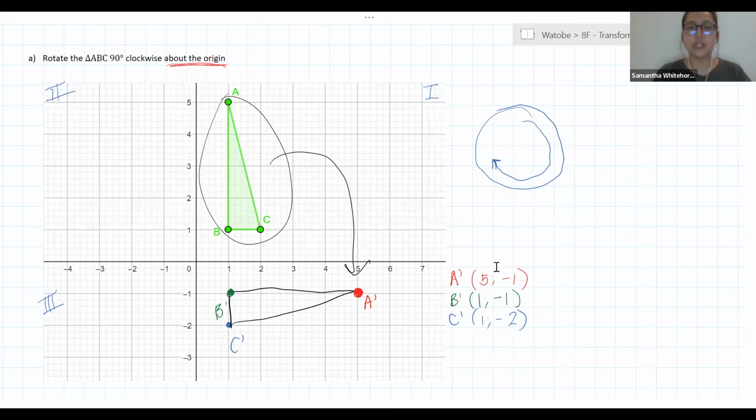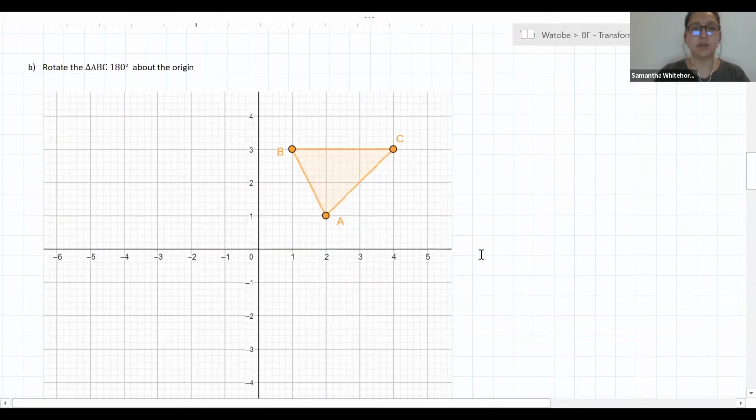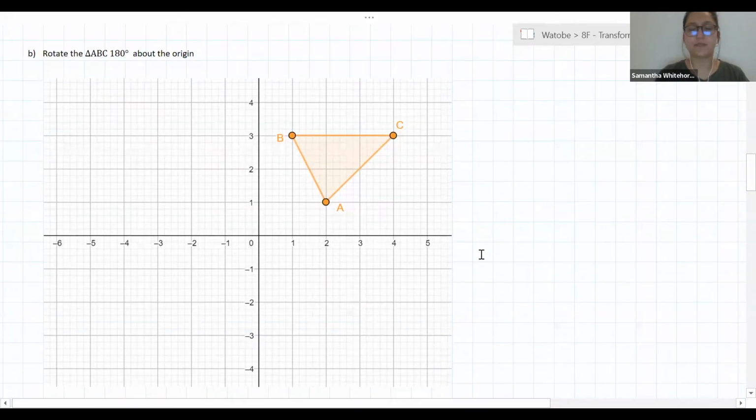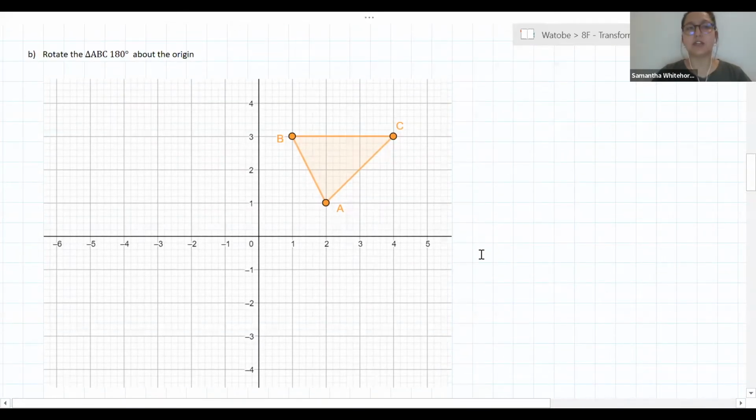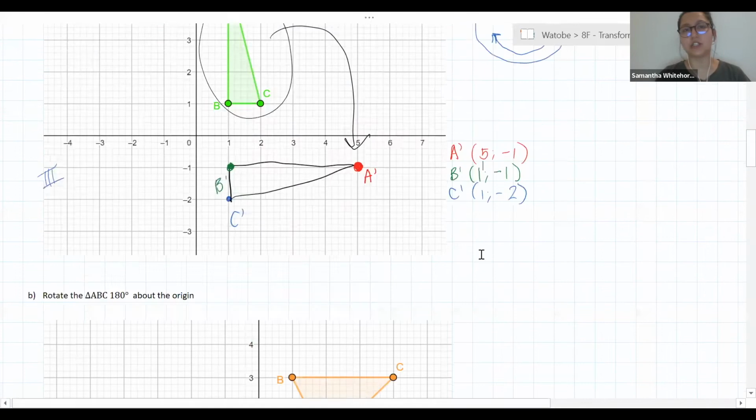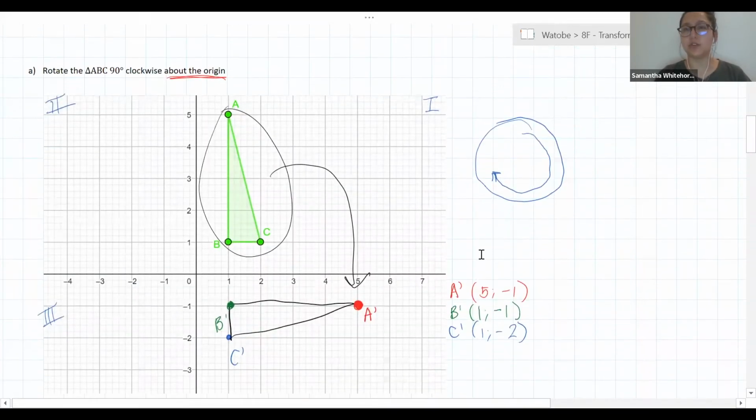Alrighty, so let us have a look at a second example of rotations. So here we've got rotate the triangle ABC 180 degrees about the origin. Now this is a slightly different one because unlike in question A, where I told you to rotate it clockwise, I haven't given you a direction here. I just told you to rotate it.